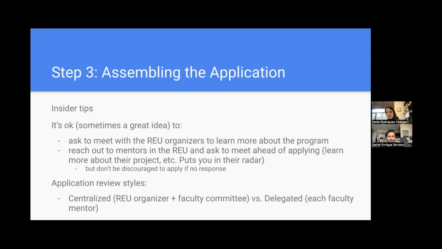And there are different styles on how the application reviews are carried out, right? You need to think then who you are writing for. You are writing for a particular audience. Who is this audience? In some cases, when we review these applications, it is an REU organizer and maybe a small faculty committee. Your faculty mentor for that project might not be there. In other cases, it's delegated and it's all of the faculty mentors that select people for their projects. So that's why we said that you want to mention specific faculty mentors, but you also want to say that the whole REU is appropriate for you because of X, X, and X.